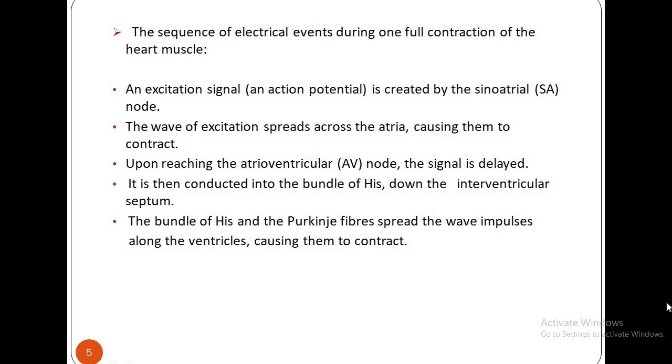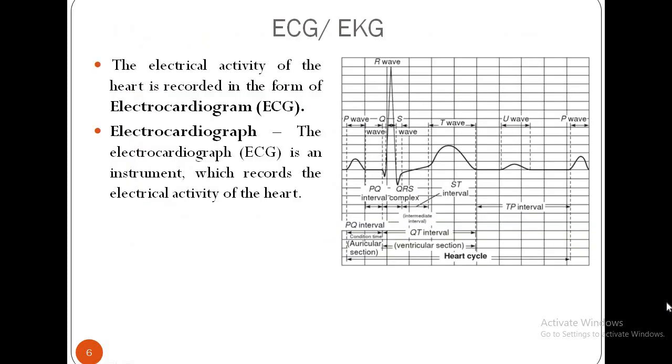The sequence of electrical events during one full contraction of the heart muscle is as follows. An excitation signal or an action potential is created by the sinoatrial node. The wave of excitation spreads across the atria, causing them to contract. Upon reaching the AV node, the signal is delayed. It is then conducted into the bundle of His down the interventricular septum. The bundle of His and the Purkinje fibers spread the wave impulses along the ventricles, causing them to contract.